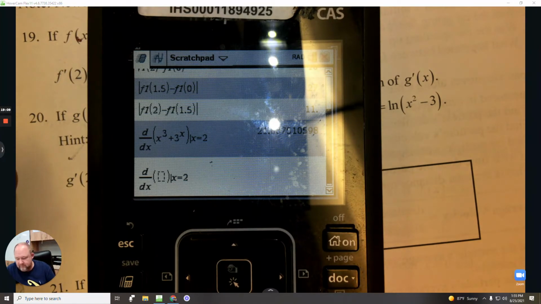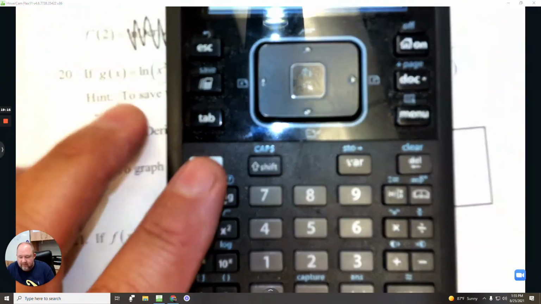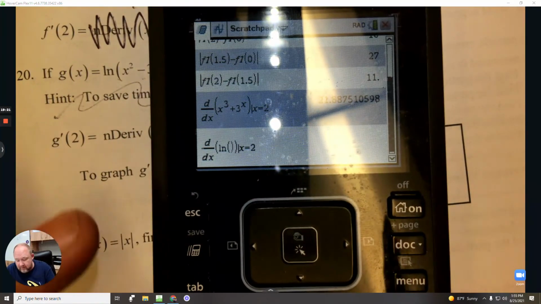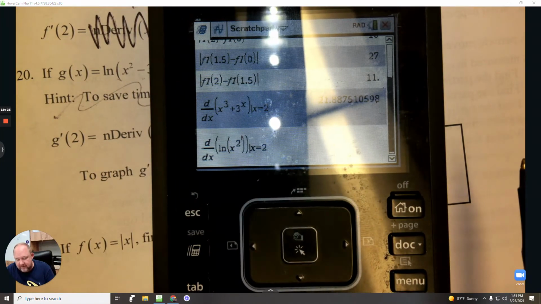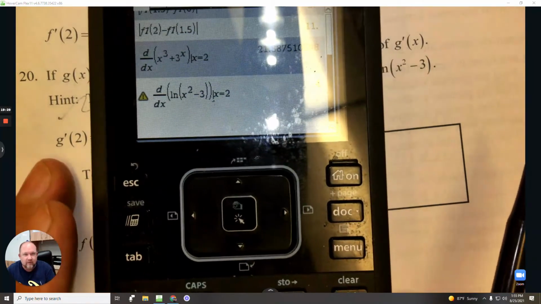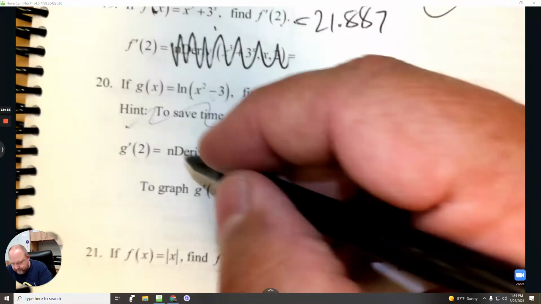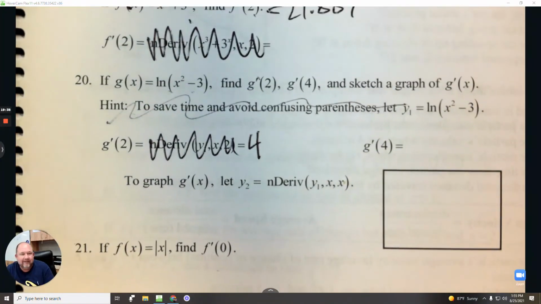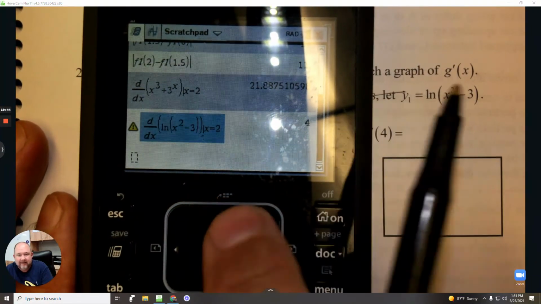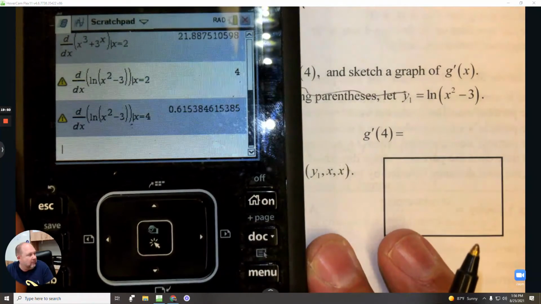So ln, that's here in blue, right here in the bottom left. So control and then e to the x. And then type in x squared, subtract 3. You get the answer 4. For the derivative at 4, highlight, go back and highlight it, press enter, and now change it to a 4. And you get 0.615.